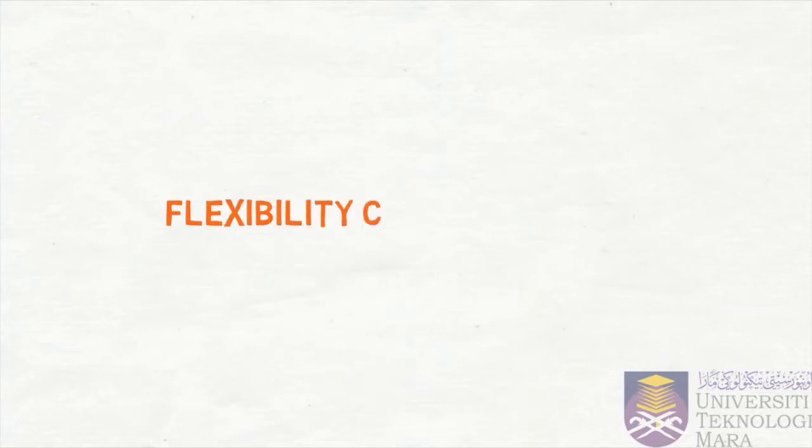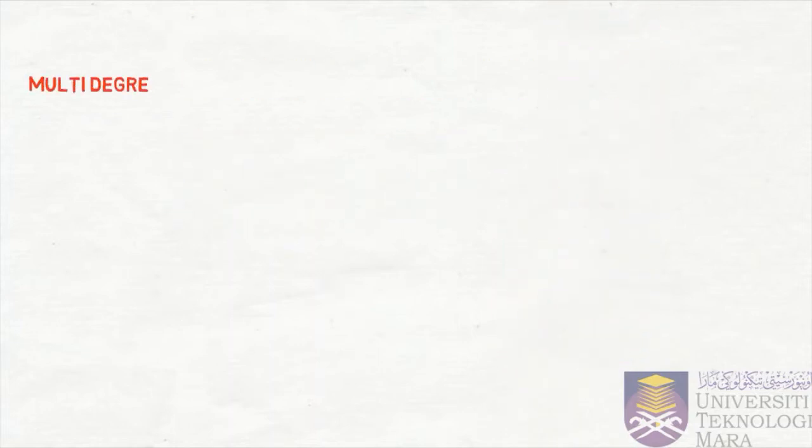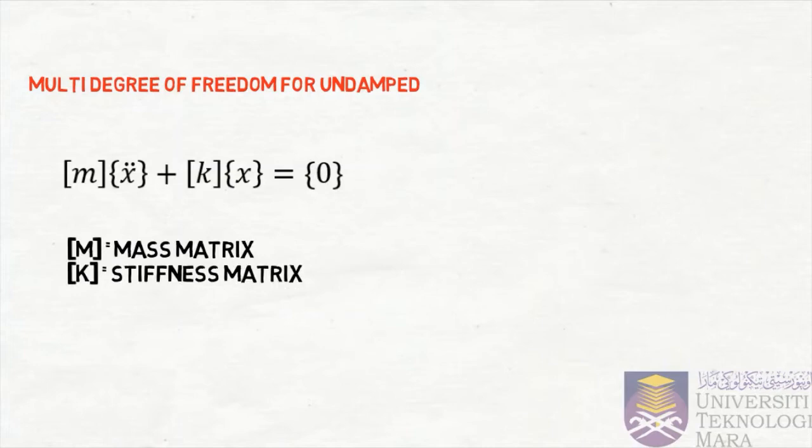Flexibility influence coefficient. This is the equation that is used for the multi-degree of freedom undamped system, where M is a mass matrix and K is stiffness matrix. Flexibility matrix. The A will be written in a matrix form.